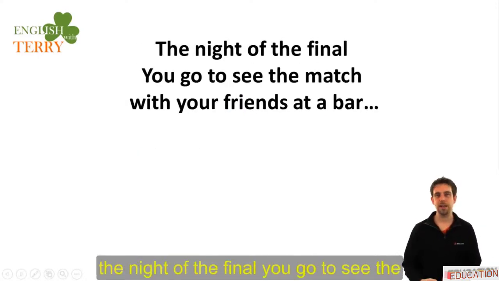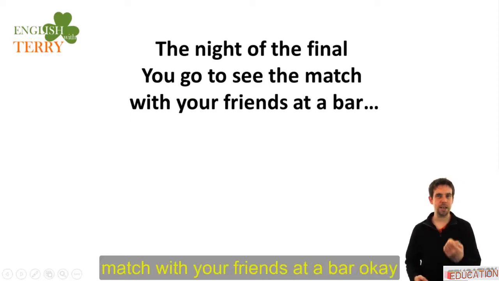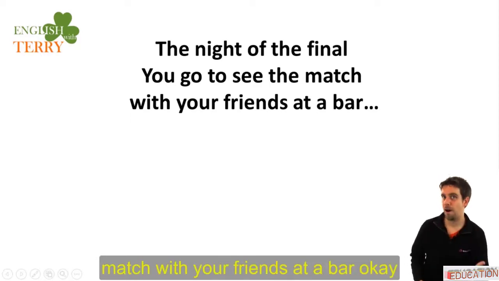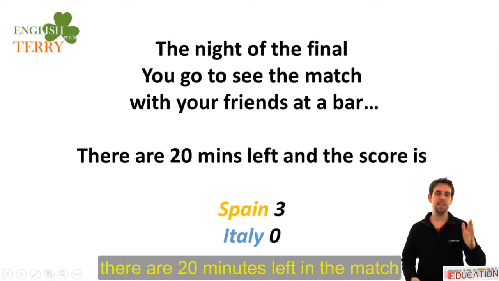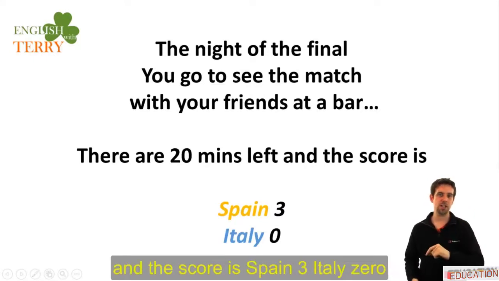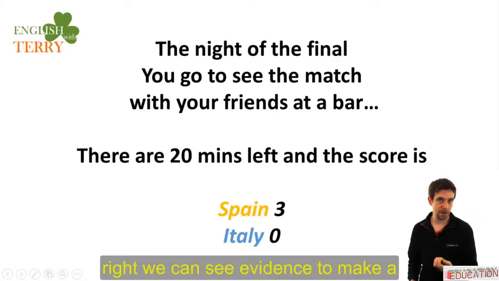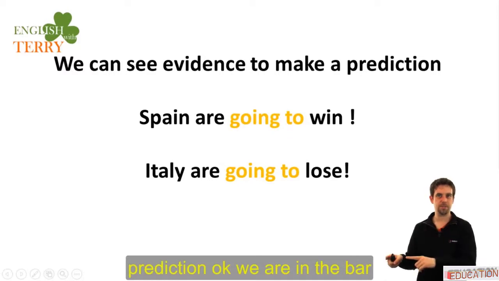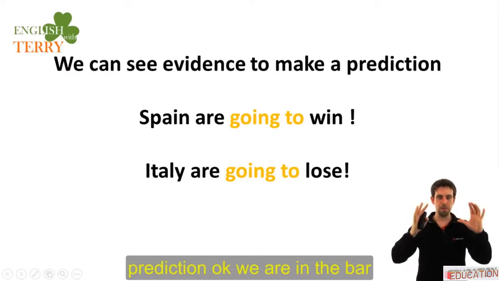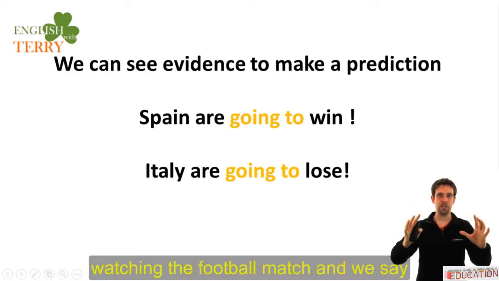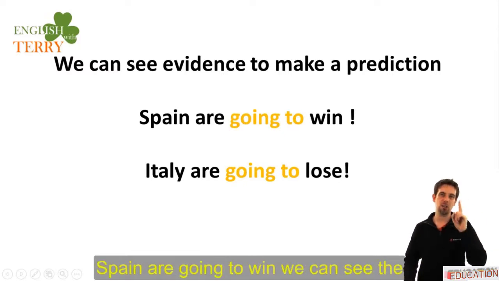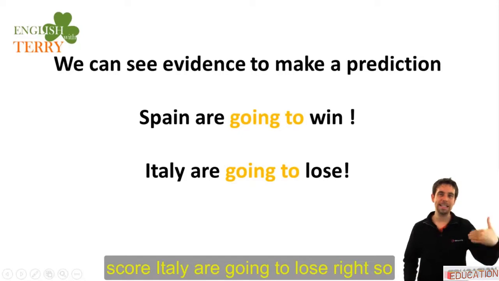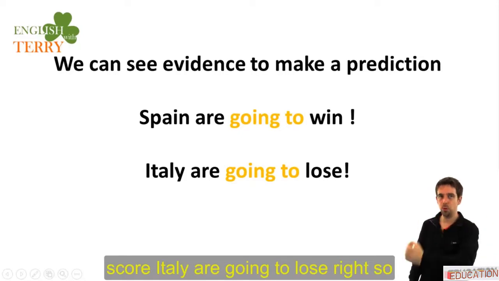So the night of the final, you go to see the match with your friends at a bar, okay? There are 20 minutes left in the match and the score is Spain 3, Italy 0, right? We can see evidence to make a prediction, okay? We are in the bar watching the football match and we say Spain are going to win. We can see the score. Italy are going to lose, right?